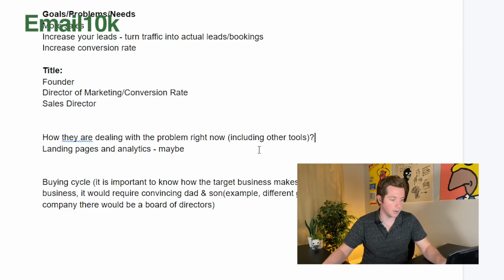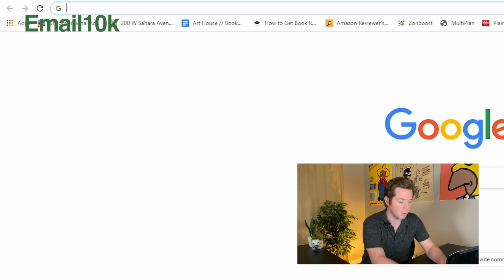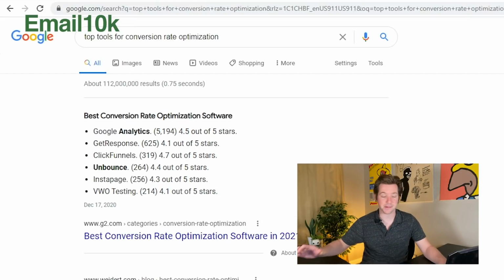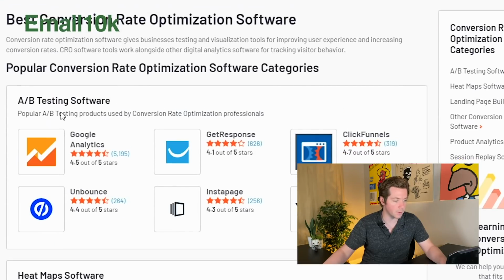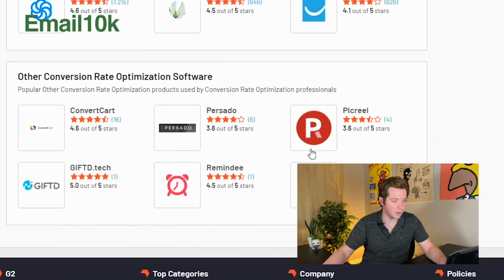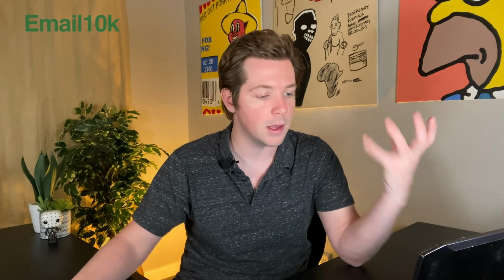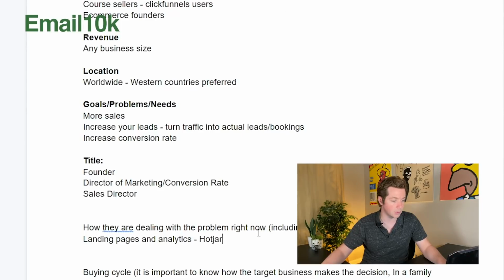So, including other tools, landing pages and analytics, I would say they're using Hotjar to measure what are the top tools for conversion rate. If they have an interest in conversion rate optimization, they are going to buy more likely. So if they're using any of these tools, they're going to be more likely to buy. So A/B testing software, heat map software, landing page builders, and other conversion rate optimization software. And you would do this same thing. I'm doing this specifically for BotFuse, but what other software would show that people want to buy your thing? And if you are selling any sort of marketing software or service, them having marketing tools would help as well.